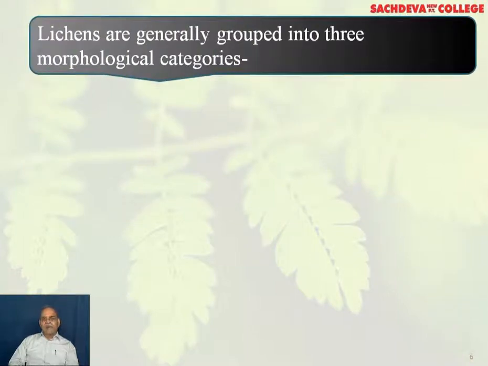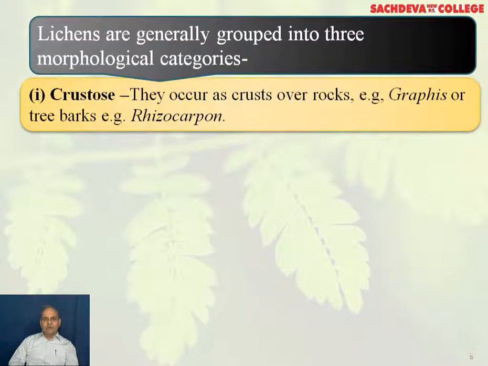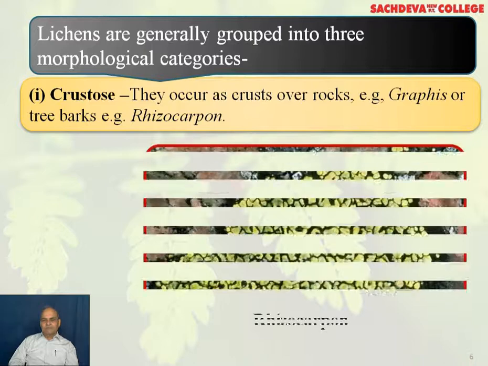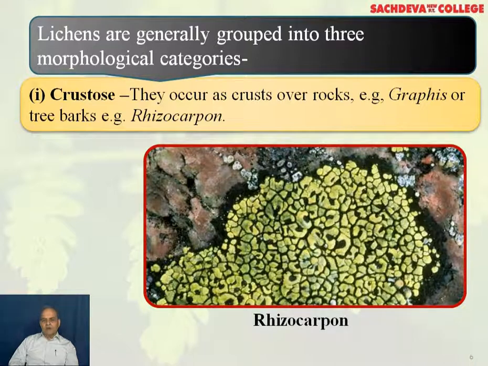Lichens are generally grouped into three morphological categories. Crustose, they occur as crust over rocks, an example is Graphis, or on the tree bark, an example is Rhizocarpon. You can see Rhizocarpon.